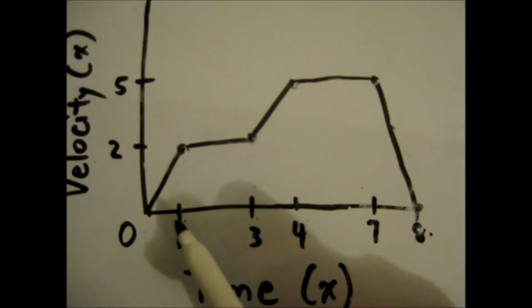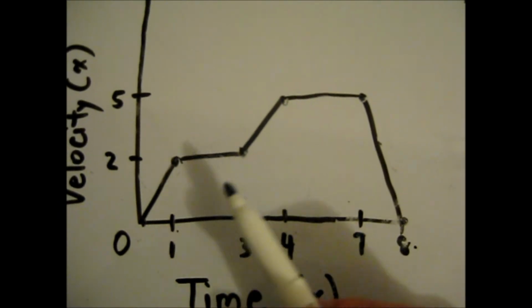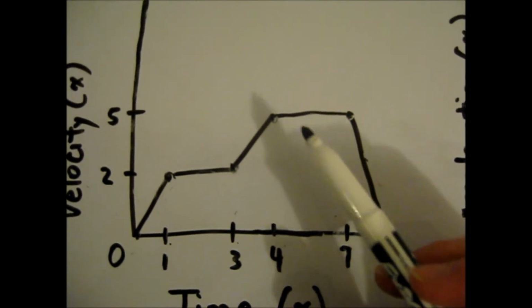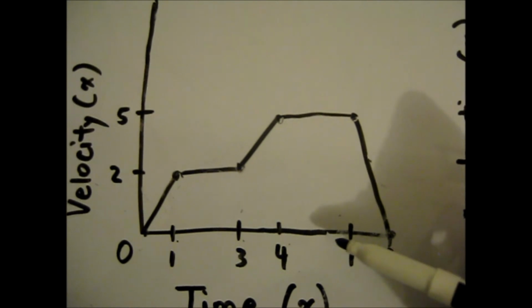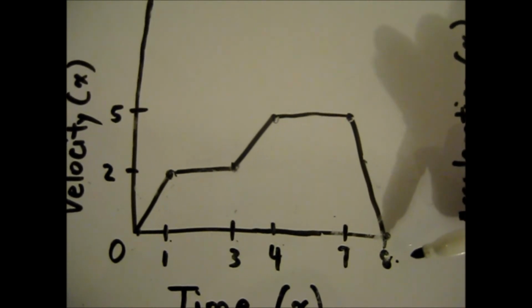From 0 to 1, velocity increases to 2. From 1 to 3, velocity remains the same. From 3 to 4, velocity increases to 5. From 4 to 7, velocity remains the same. And from 7 to 8, velocity drops down back to 0.